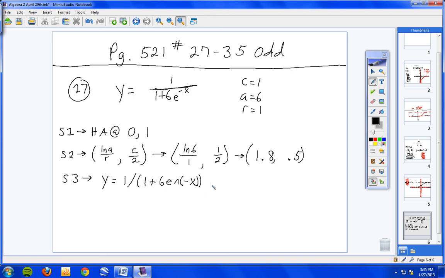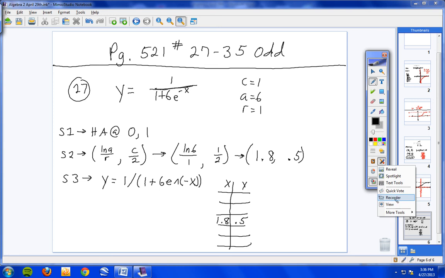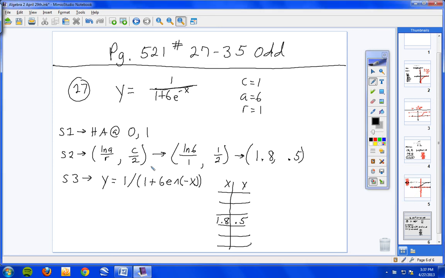And now you're ready for your table of values. So you've typed this whole thing in. And now let's go ahead and I think step 3 says type the function into your calculator and then write a T of V, a table of values. And of course we put our middle value from step 2 right in the middle. So 1.8 and 0.5. And so I'm going to very quickly here fill in my table of values and give your old math teacher just a second here.